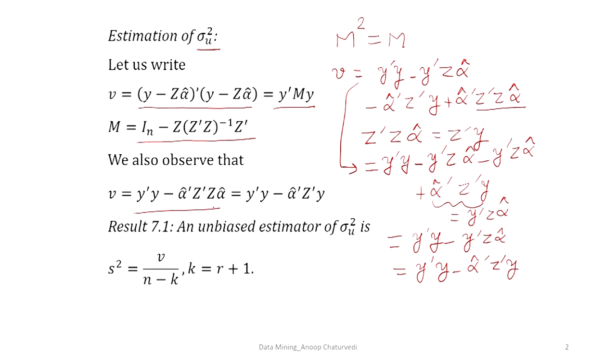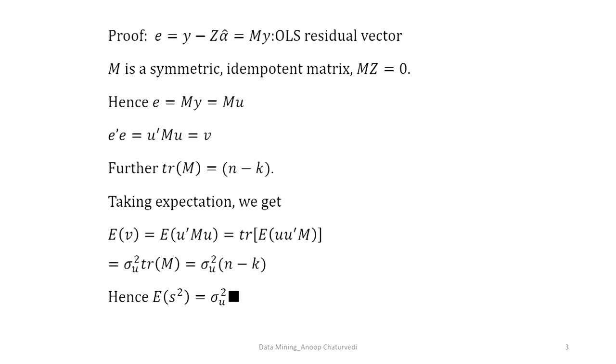Now, we show that an unbiased estimator of sigma square u is S square equal to V upon n minus k, where k is equal to r plus 1. To prove this result, we write E equal to Y minus Z alpha hat equal to M Y. You just substitute the value of alpha hat and then you can write E in this form. This E is actually the OLS residual vector. Again, M is a symmetric idempotent matrix and M Z is equal to 0. Actually, M is equal to I n minus Z (Z transpose Z) inverse Z transpose, and if you post multiply it by Z, then you get 0.